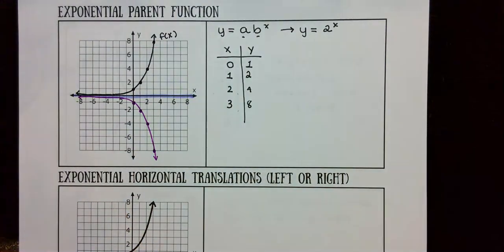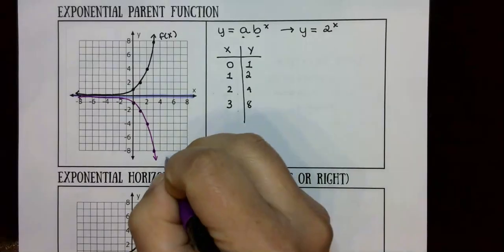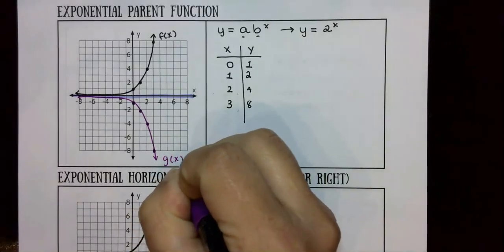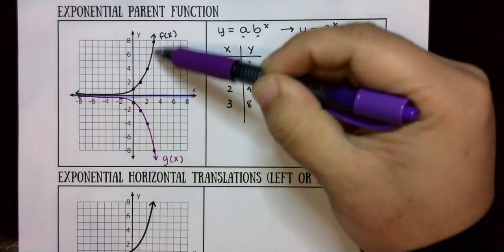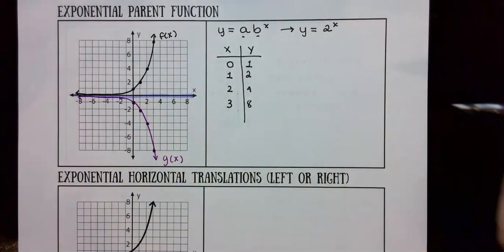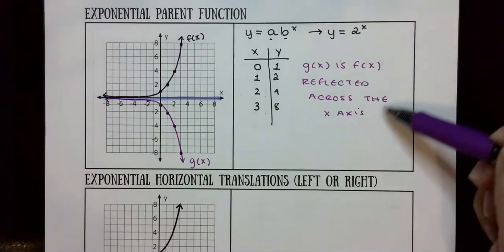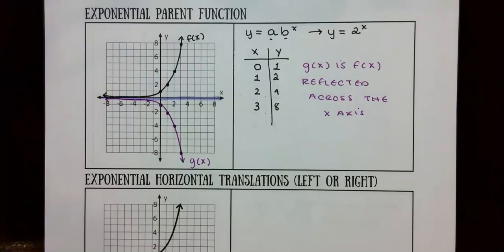And because we created a whole different graph, we're going to give it a different name, which in this case is g of x. So we can say that g of x is just f of x, but reflected across the x-axis. Alright, so I went ahead and wrote the description right here that represents g of x compared to our parent function f of x.